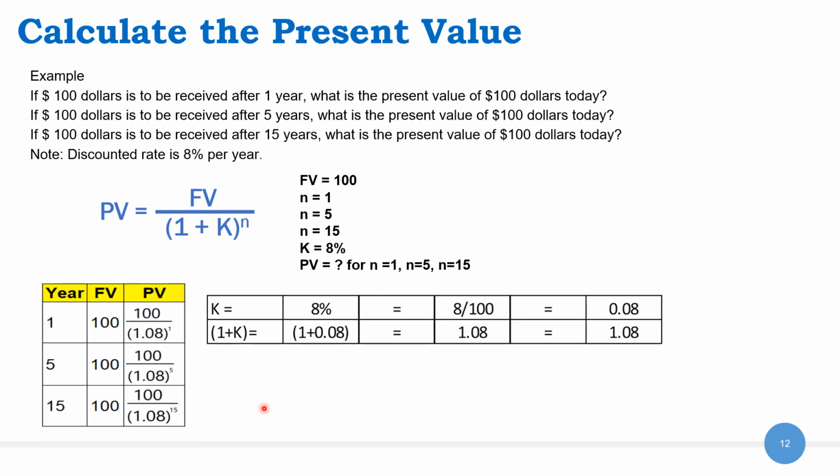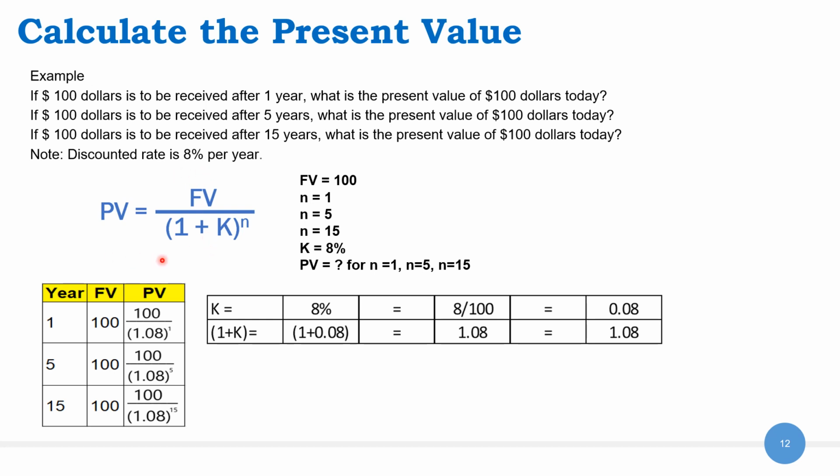Now we have to calculate the present value. Already we have seen the future value calculation. In this question, they have given that the amount is received after the first year, so the future value is given. We have to calculate the present value of the future value. The n and the future value are given, and the discount rate is also given as 8% per year.